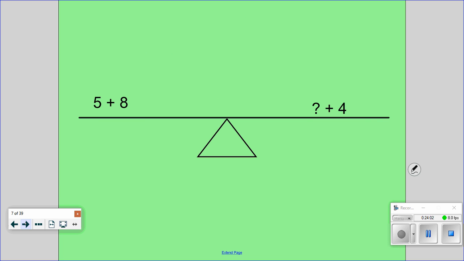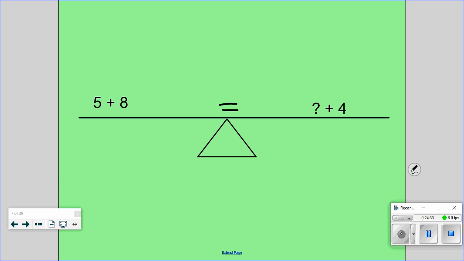Alright, our last one that we're going to do together. We're going to practice them in a minute. It says 5 plus 8 is equal to question mark plus 4. I'm going to give you some seconds. Get that down. If you know what to do already and you want to get started, go for it.